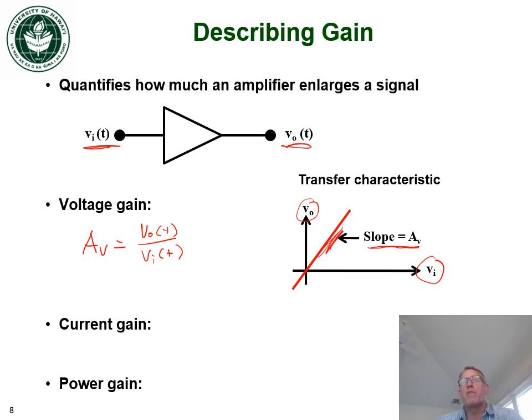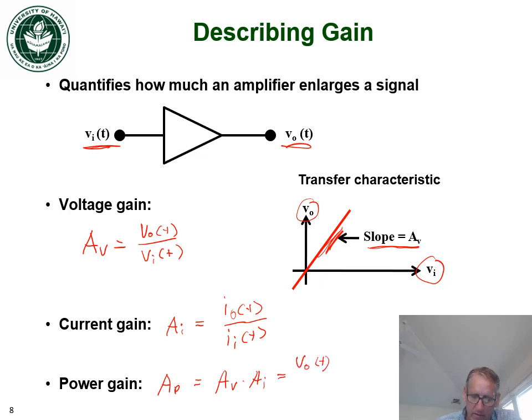We can also think about current gain of amplifiers, and the current gain is defined as the output current over the input current. And we can also think about the power gain of amplifiers, and this would be written as AP, and that's described by the voltage gain times the current gain, which would equal V out times I out divided by V in times I in.